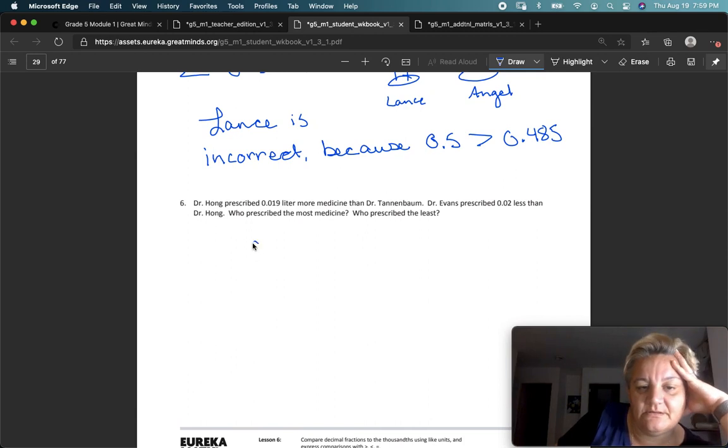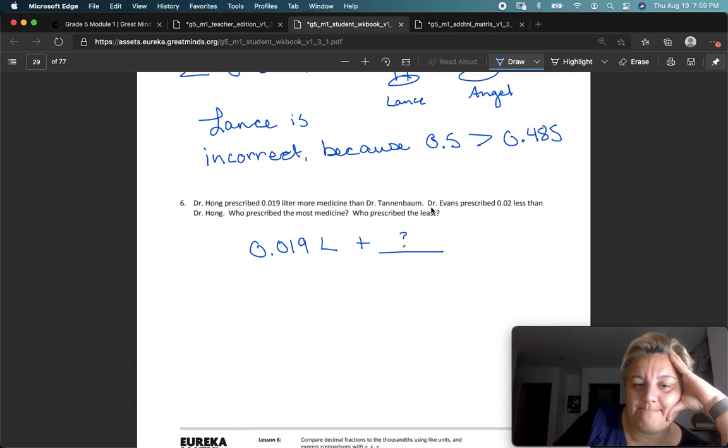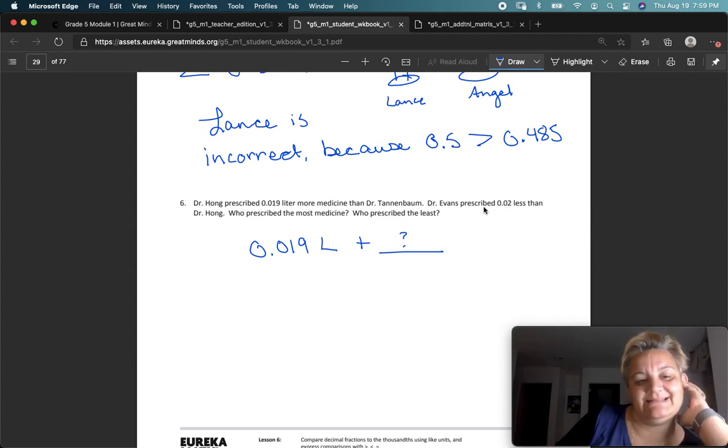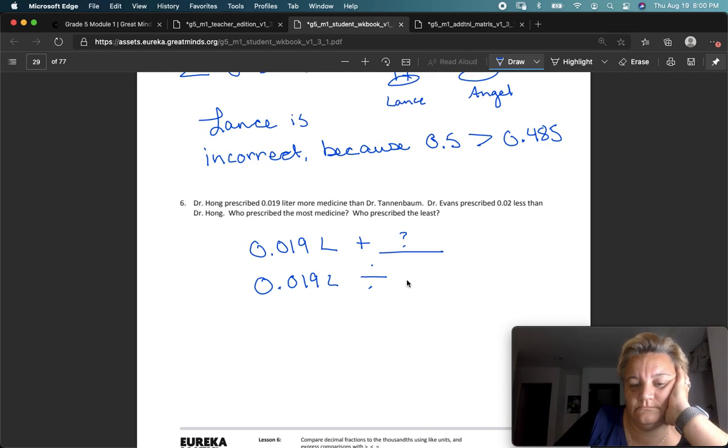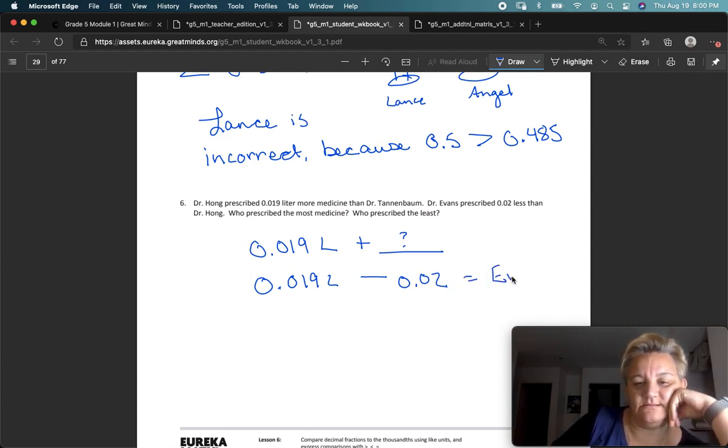Mr. Hong prescribed 19 thousandths liters more medicine than Mr. Tannenbaum. Dr. Evans prescribed 2/10 less than Mr. Hong. Oh, I put division here. Minus 0.02. Okay. So that is Evans. And this is Tannenbaum. And this is Hong.